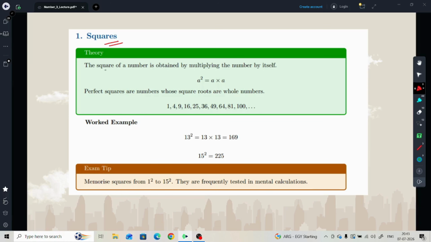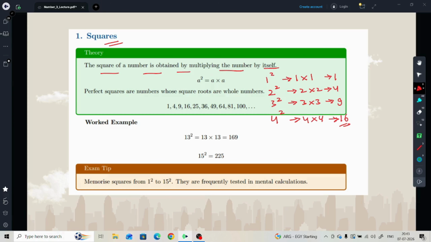So what are squares? The square of a number is obtained by multiplying the number by itself. Then we can say that the number is a square. For example, the square of 1 means multiplying 1 by 1, that is 1 only. The square of 2 is 2 times 2, that is 4. The square of 3 is 3 times 3, that is 9. The square of 4 is 4 times 4, that is 16, and so on. These are known as squares. Just like you can go for 13 square, 15 square, whatever, and you'll get the same kind of answer.